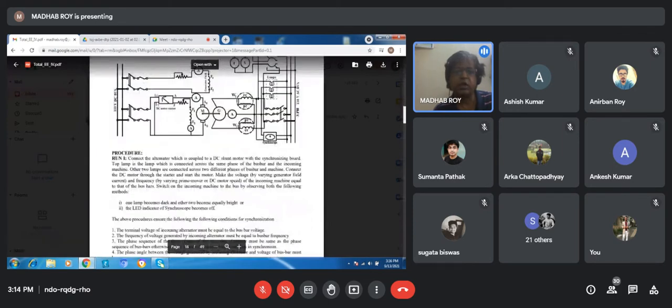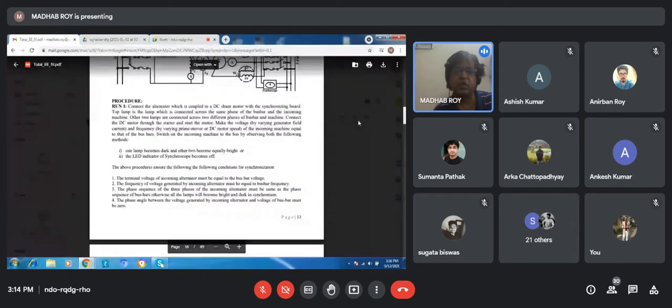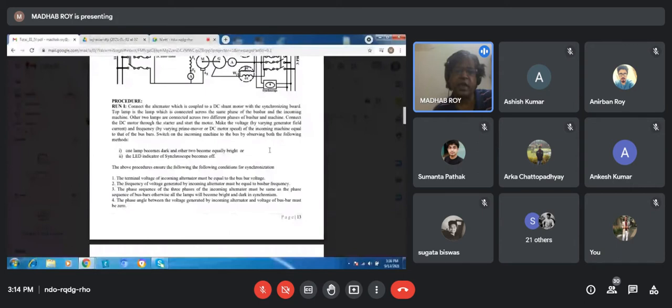Now we can read it. Connect the alternator coupled with the DC shunt motor to the synchronizing board. The top lamp is connected across the same phase of the bus bar and the incoming machine, that means infinite bus bar and generator. The other two lamps are connected across two different phases of bus bar and machine. Connect the DC motor through the starter and start the motor. Make the voltage and frequency equal to that of the bus bar. Switch on the incoming machine to the bus by observing either of the following methods: one lamp becomes dark and the other two become equally bright, or the LED indicator of the synchroscope.